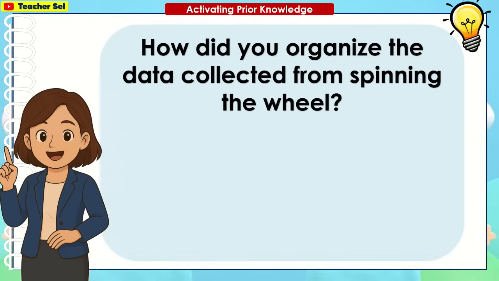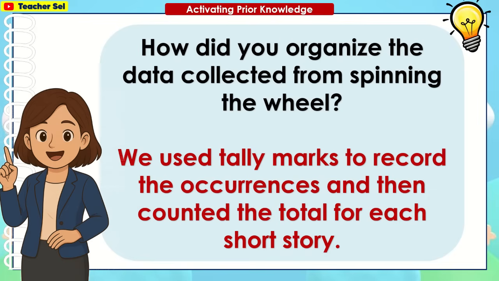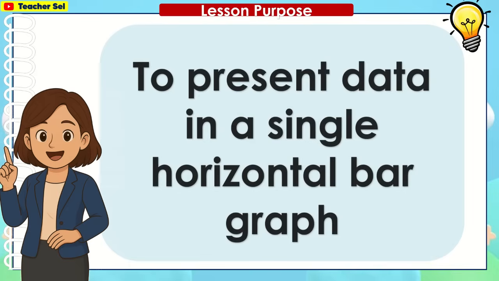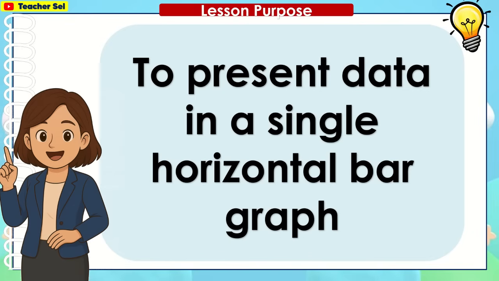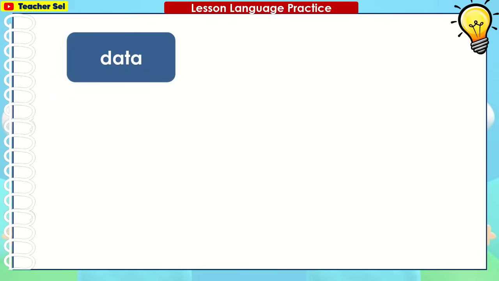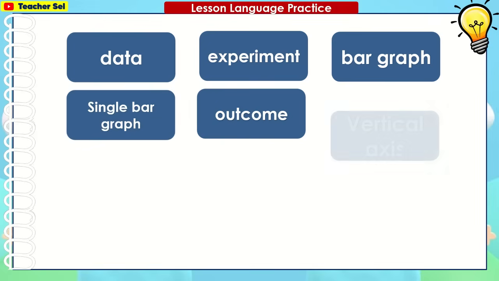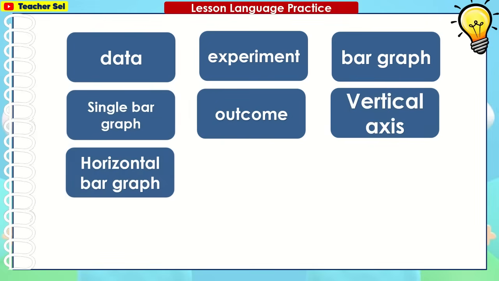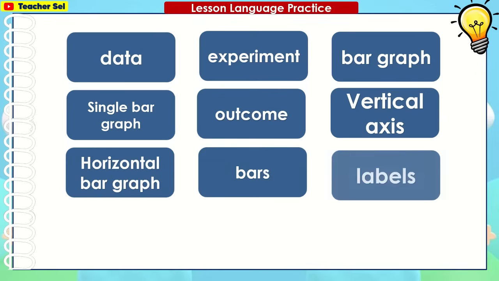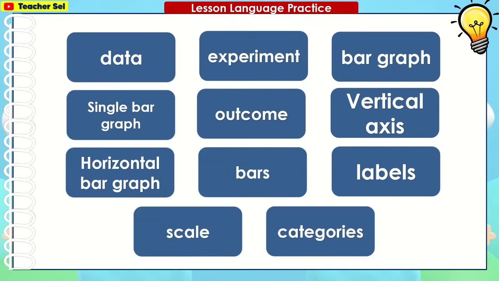How did you organize the data collected from spinning the wheel? We used tally marks to record the occurrences and then counted the total for each short story. Our lesson purpose is to present data in a single horizontal bar graph. Let's be familiarized with these terms: data, experiment, bar graph, single bar graph, outcome, vertical axis, horizontal bar graph, bars, labels, scale, categories.